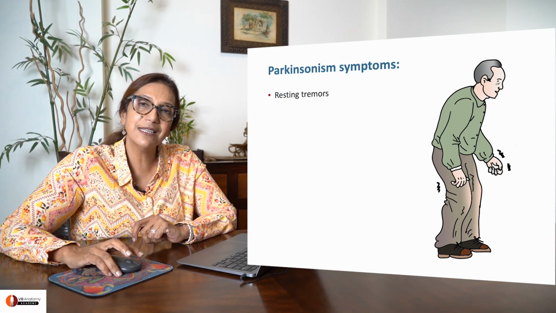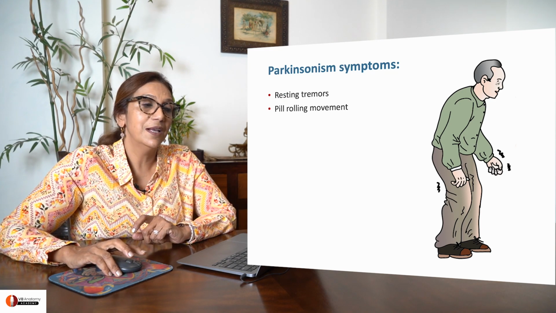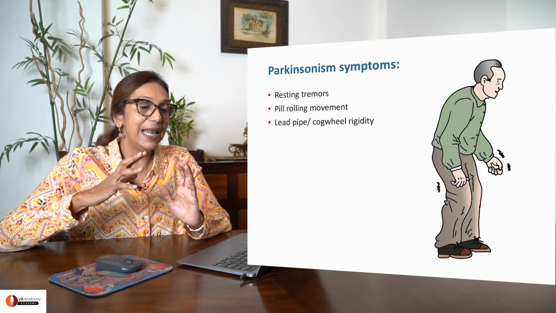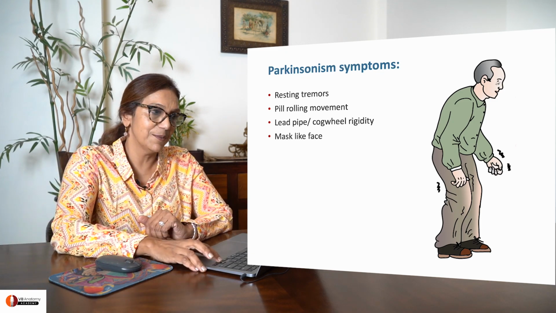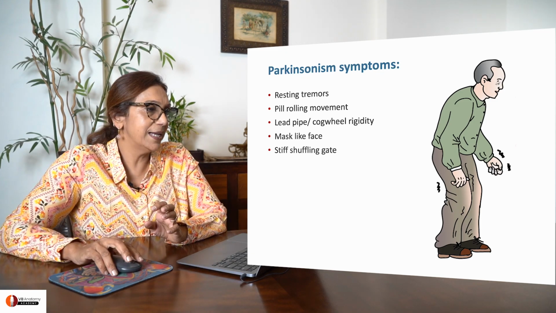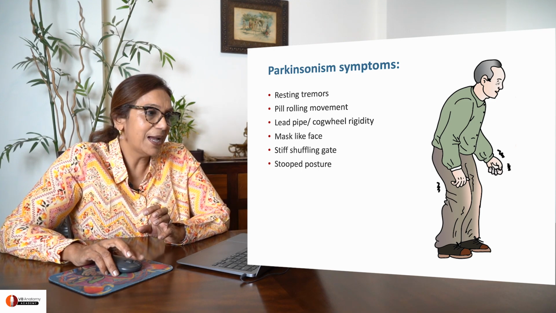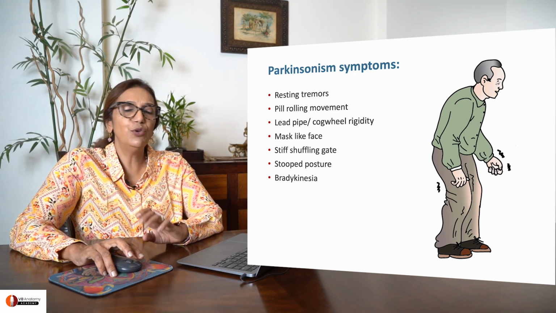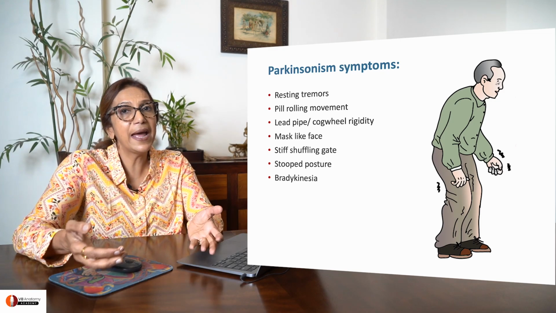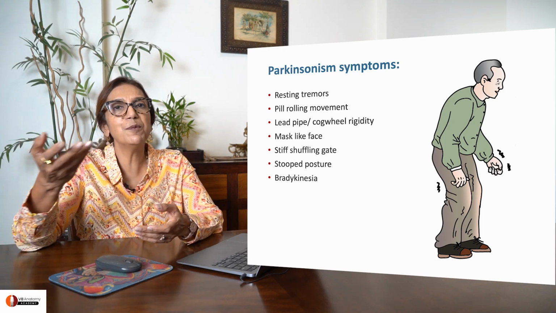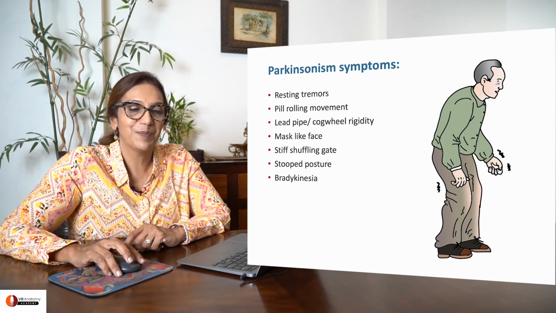So one last time: resting tremors, pill rolling movements, lead pipe or cogwheel rigidity, mask-like face, stiff shuffling gait, stooped posture and bradykinesia. You will never forget if you do this once as a form of acting. Maybe you can do this for some of your classmates, but do it.